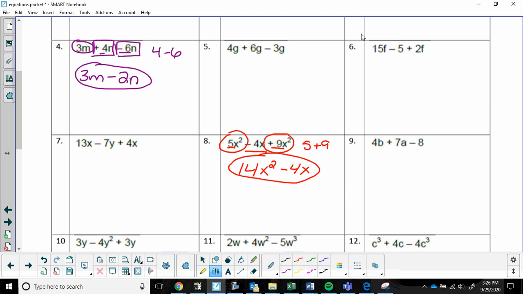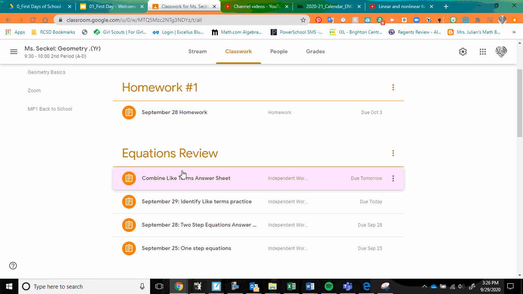All right. I believe I also said that if you wanted to know how to do the little numbers, you're going to need to submit your answers to me, and if you want to type them all, I mean, typing the x is going to be easy, but if you want to know how to do that little 2, let me show you now. So I need to go over to the Google Classroom, and then this is the combined like terms answer sheet that you'll be working in.